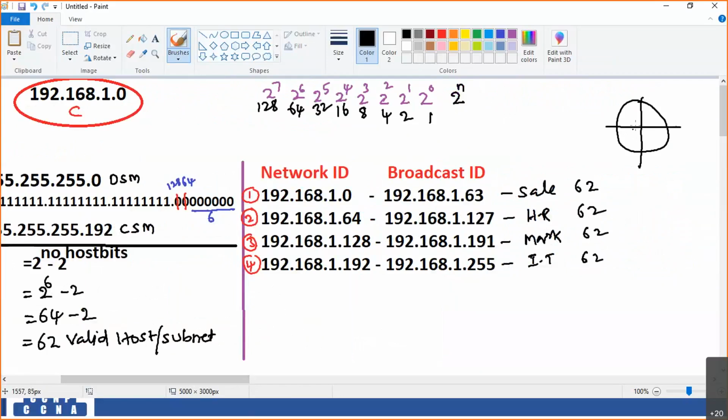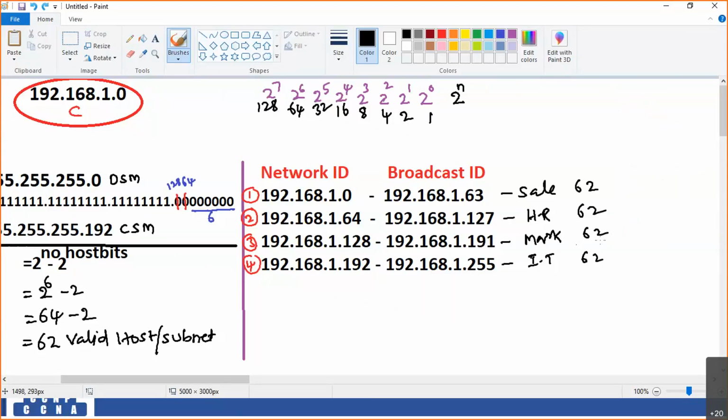This type of subnetting method is FLSM, fixed length subnet mask. For 4 subnets, your subnet mask is fixed, 192 only. Where if your requirement is variable, say sales department requires 100 IP addresses, HR 50, marketing 20, IT 10, then you have to go for VLSM type of subnetting. We'll see that in advanced, CCNP level classes. First we'll go with this basic FLSM subnetting.